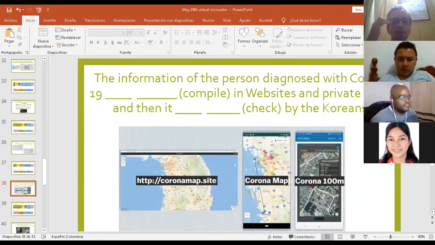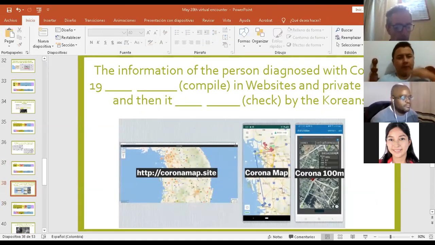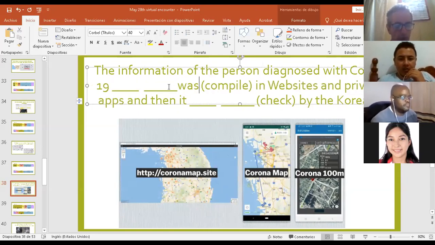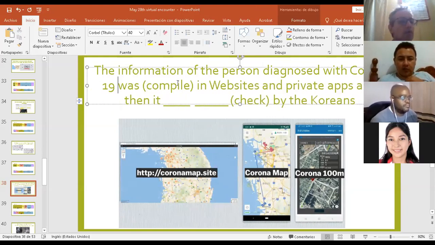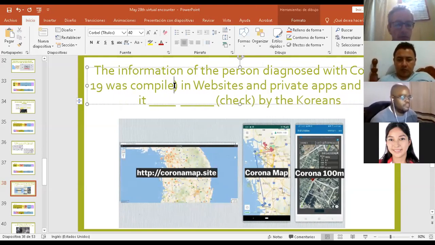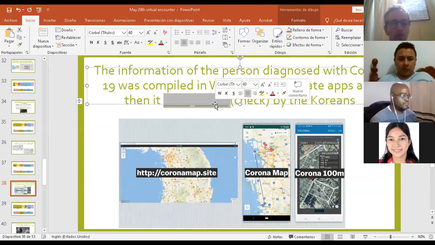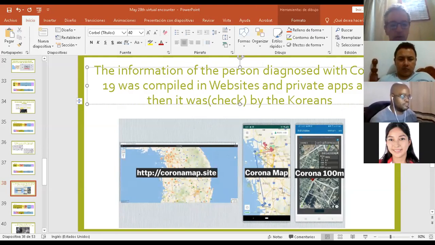Okay, next one, Henry. The information of the person diagnosed with COVID-19 was compiled in websites and private apps, and then it was checked by the Koreans. We don't know, the sentence doesn't mention who compiled the information, but the sentence does mention who checked it, because we have "by the Koreans."